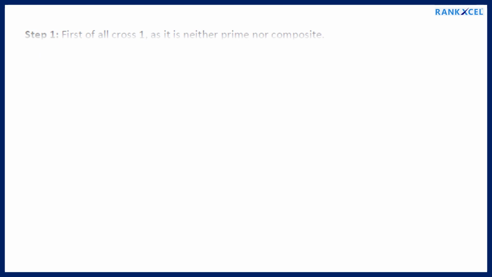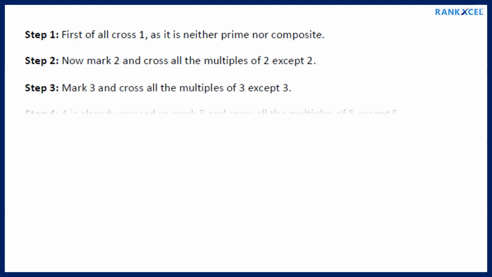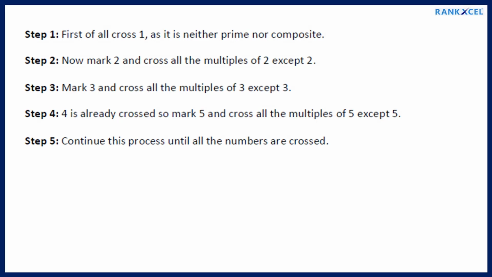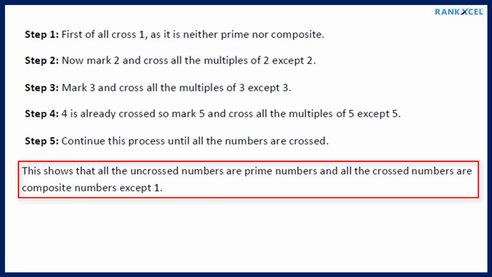Step 1. First of all, cross 1, as it is neither prime nor composite. Step 2. Now mark 2 and cross all the multiples of 2 except 2. Step 3. Mark 3 and cross all the multiples of 3 except 3. Step 4. 4 is already crossed, so mark 5 and cross all the multiples of 5 except 5. Step 5. Continue this process until all the numbers are crossed. This shows that all the uncrossed numbers are prime numbers and all the crossed numbers are composite numbers except 1.